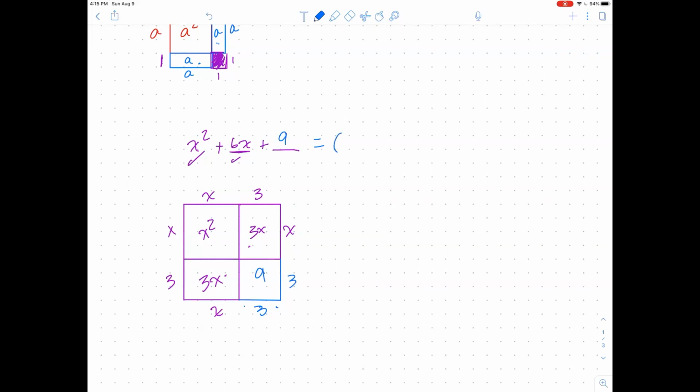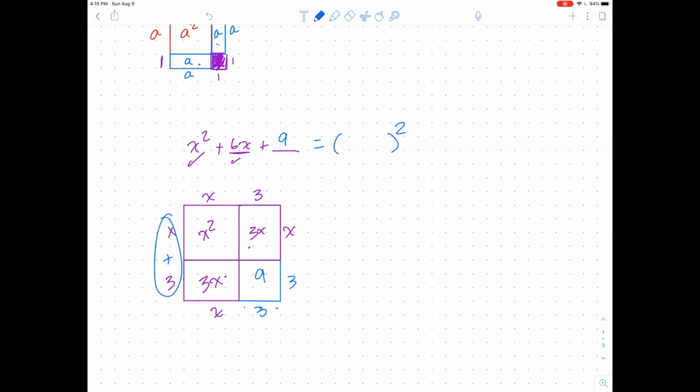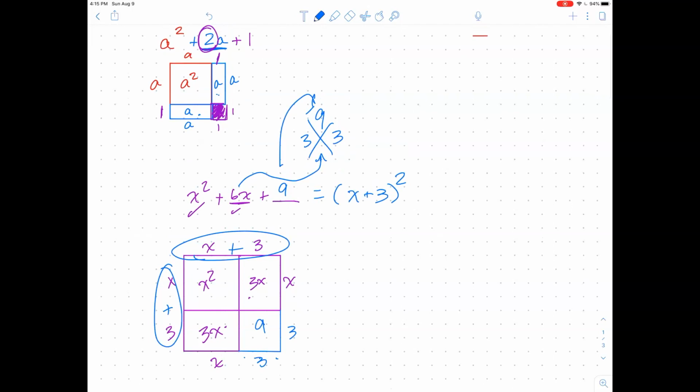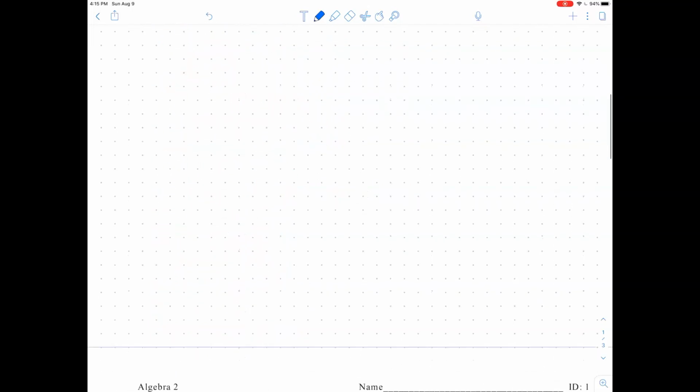Now let's factor it. What does it look like if we were going to write it as a quantity squared? Well, that's just x plus 3 times x plus 3, right? Because the two numbers that multiply to 9 and add to 6 are 3 and 3. All right, so that's a review of completing the square with a little visual. Hopefully the little visual really helped you to solidify your understanding of completing the square.